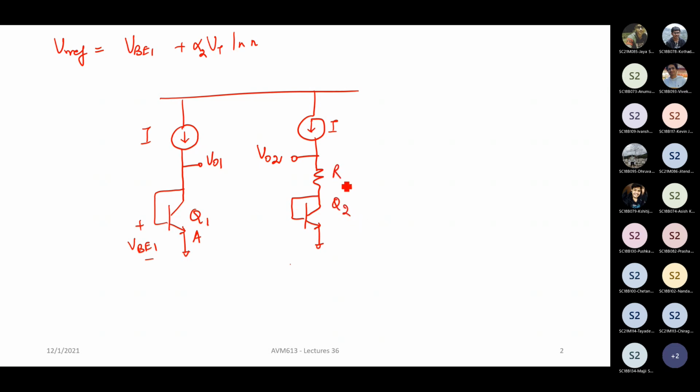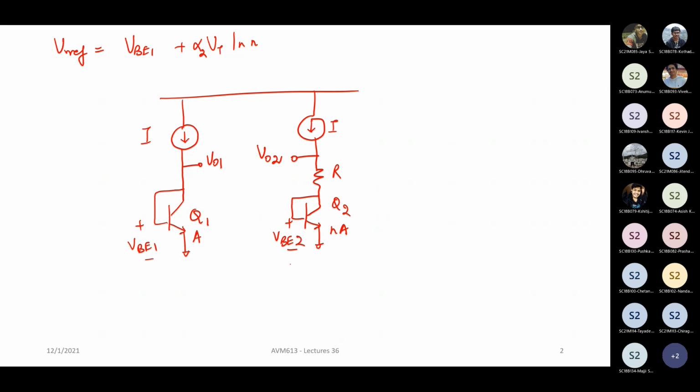This is Q2, this is some resistor R, and Q2 has n times the area, and then you have some VBE2. Now, obviously, when you are pumping the same current into two transistors with different area, the one with the larger area will require a smaller VBE.